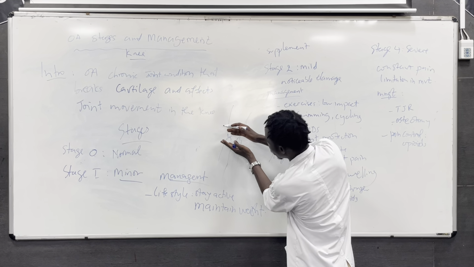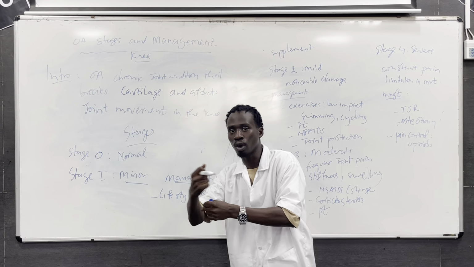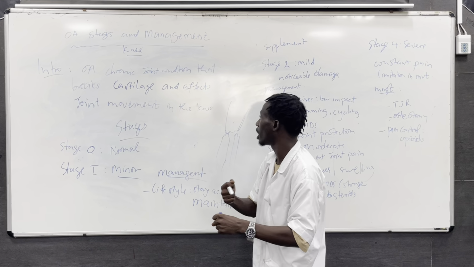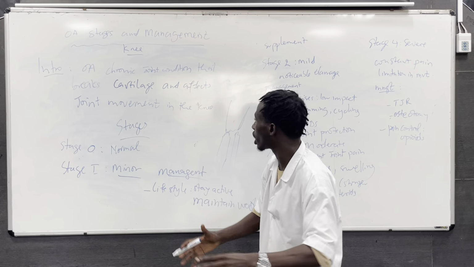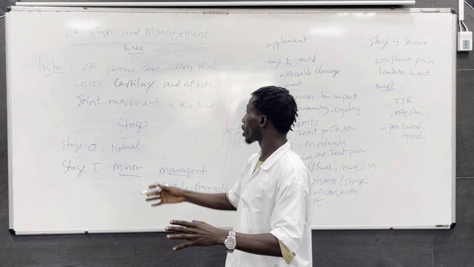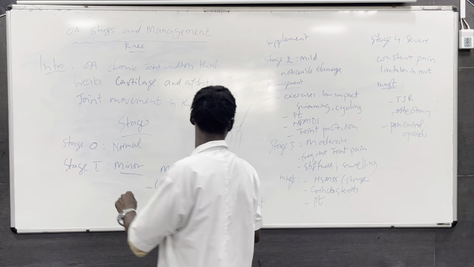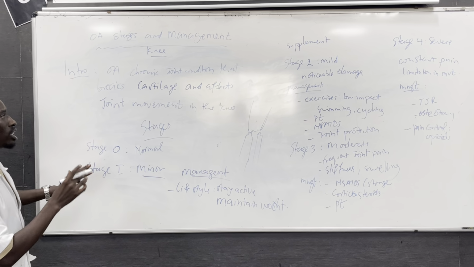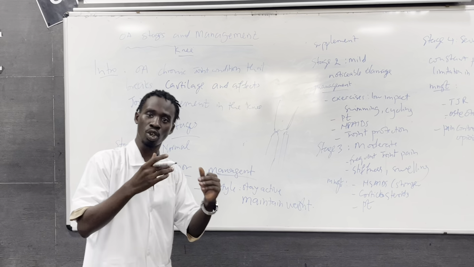the joint starts losing the way of moving against each other, which causes severe pain, swelling, and stiffness around and alongside the joints. So in osteoarthritis, we have four major stages. There is stage 0, which is the normal stage.